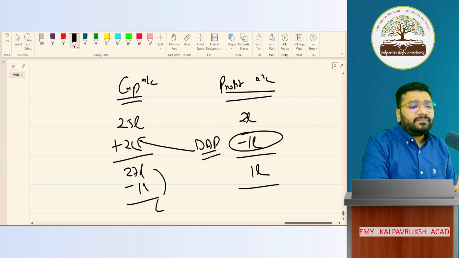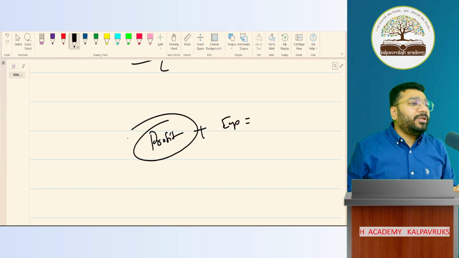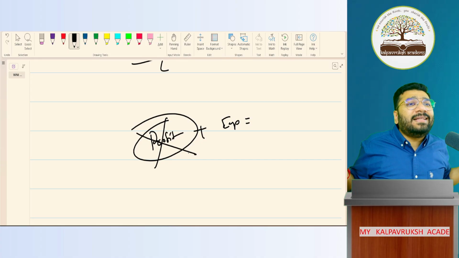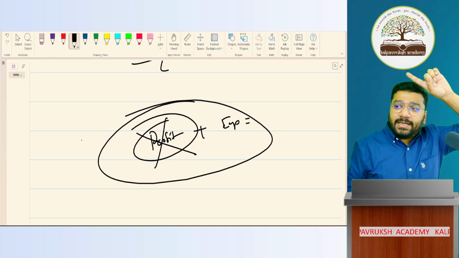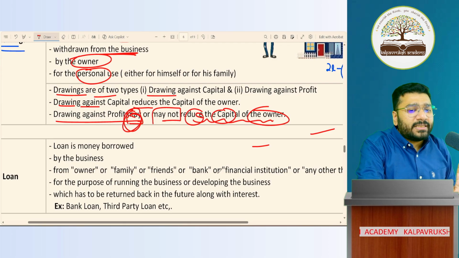Simple. If profit is added to the capital, upon withdrawing this, capital will reduce. If profit is not added to capital, upon withdrawal, capital also remains unaffected. Got it, not got it? About this in depth, you'll discuss in 12th standard. Basic minimum part I've discussed. In this, if you have any doubts, please let me know.